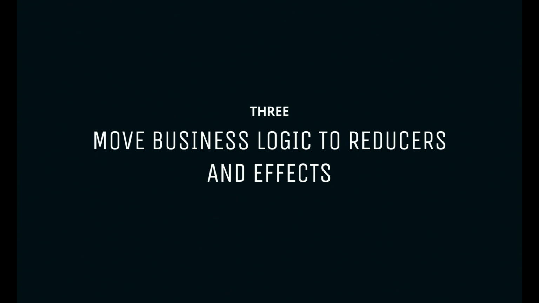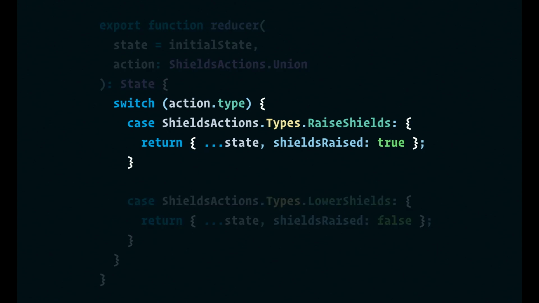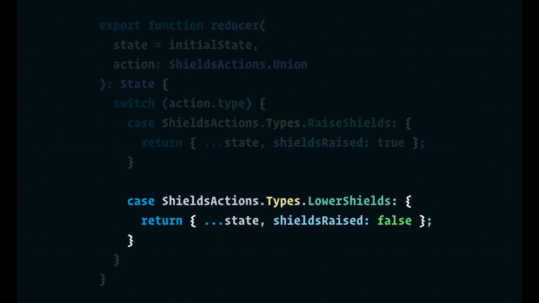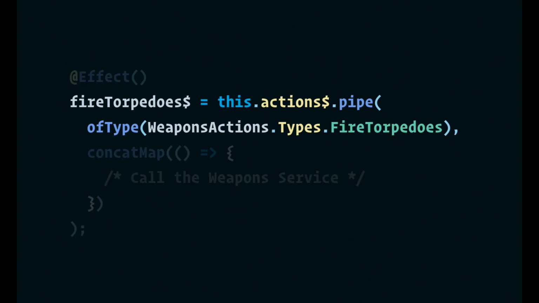So for example, with a reducer, we've got the raise shields action and the lower shields action. So we have case statements for both raising the shields and for lowering the shields. For effects, we can use effects for things like having to reach out to an external API. So we have a fire torpedoes effect, and it's listening for the fire torpedoes action, and then it's calling out to the weapon service.